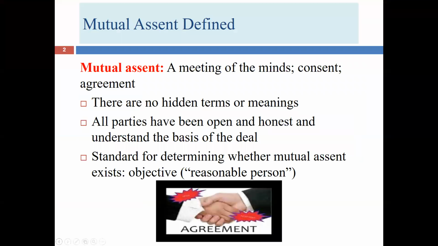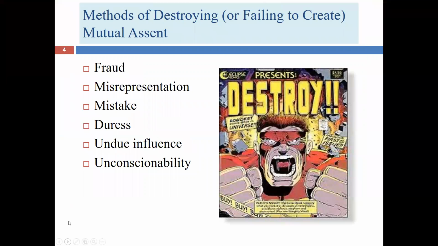We talked about the definition for mutual assent. It is a meeting of the minds. And now we're going to talk about the 6 ways that we can destroy mutual assent. Obviously, we don't want to do that. Something has gone wrong if one of these things shows up in your contract negotiations. The things that we talked about during our first lecture are fraud, misrepresentation, and mistake.